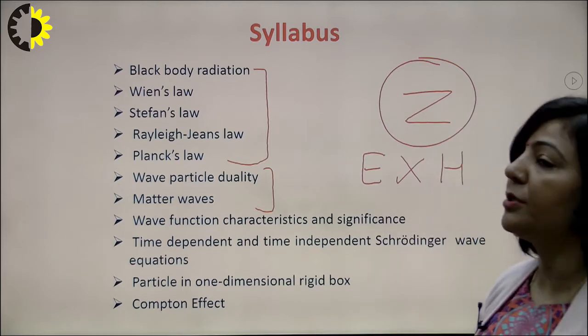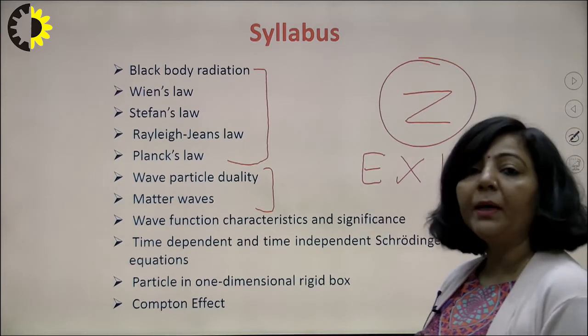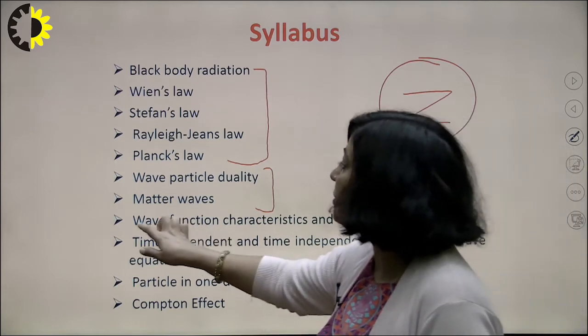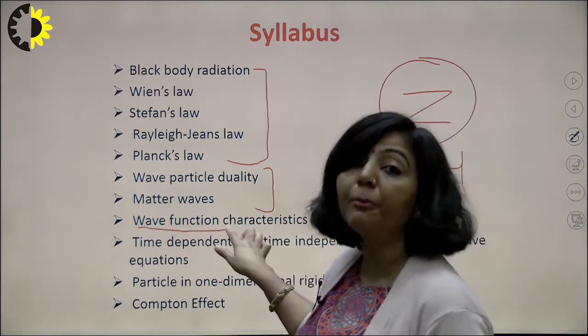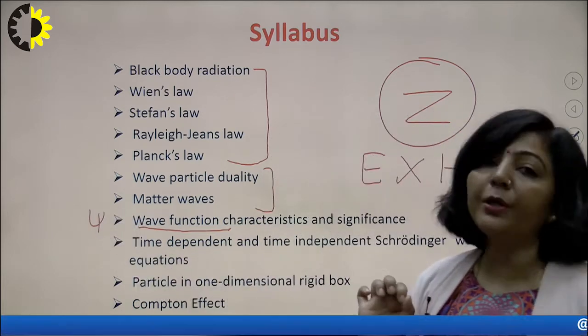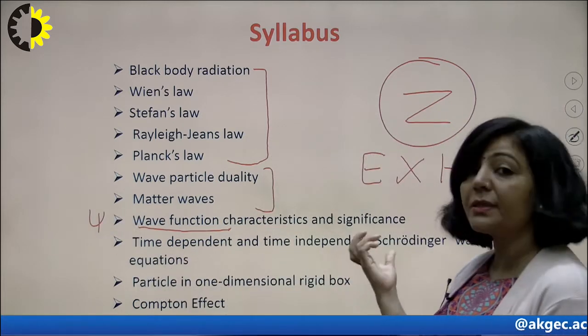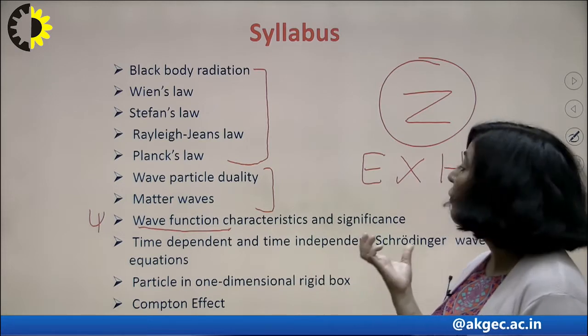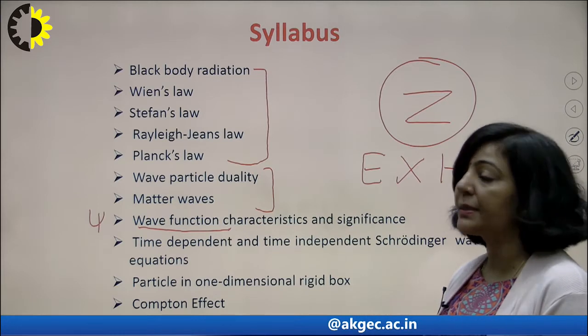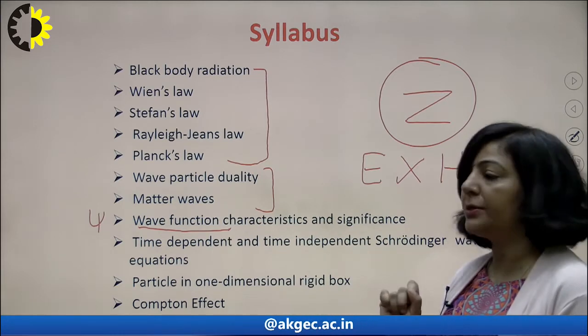Similarly, in modern physics, if you want the complete information about a system, that information is given by a new function proposed by Schrodinger. That is the reason this function is known as the Schrodinger wave function. We are going to discuss that wave function here: what its characteristics are and what its physical significance is.